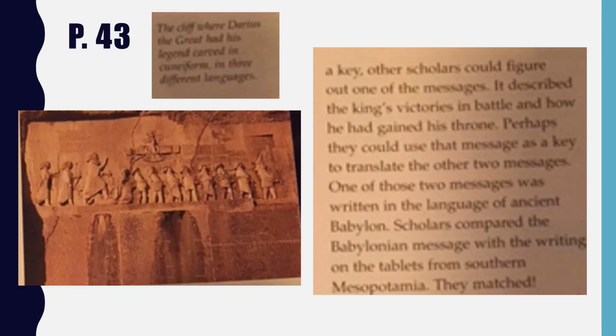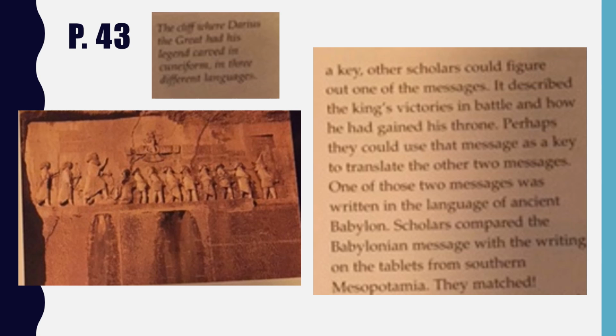The order of the marks told them that he was right, and so now they had a key that other scholars could use to figure out one of the messages, and it described the king's victories in battle and how he had gained the throne. And so now maybe they could use this to translate the other two messages.